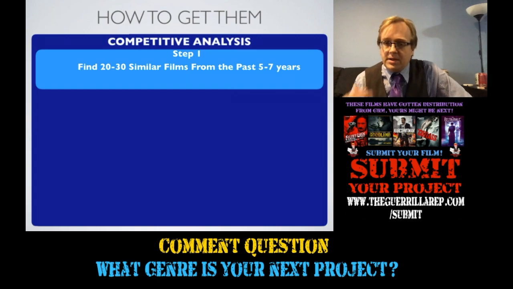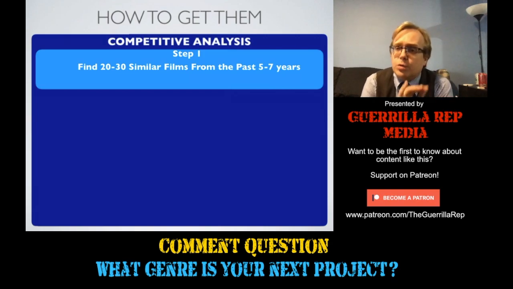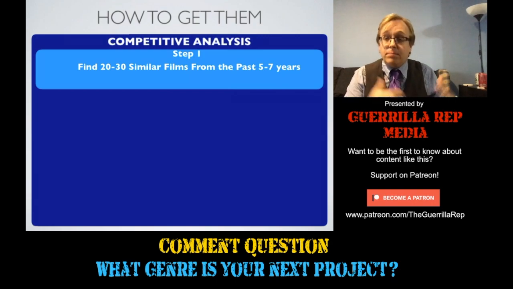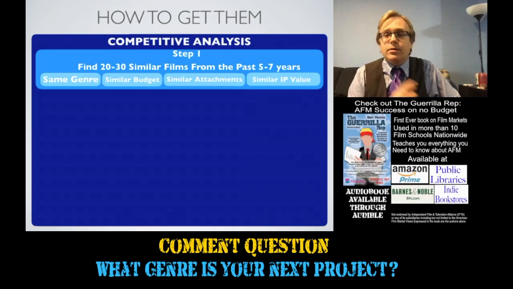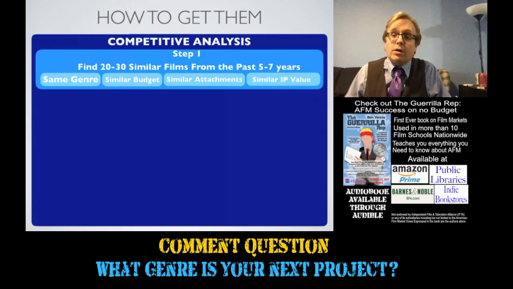Oh, while we're on the topic of comments, though, what genre is your film going to be? It's actually a huge part of your competitive analysis, or any level of this. You need to understand what genre your film is going to be and how other films of the same genre and the same budget range and the same general level of attachments have done in the recent past. And as you can see from what I just brought up, genre, budget, attachments, and intellectual property are some of the biggest things that qualify a film as similar to yours.